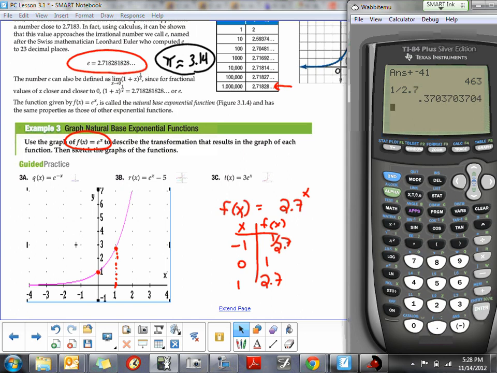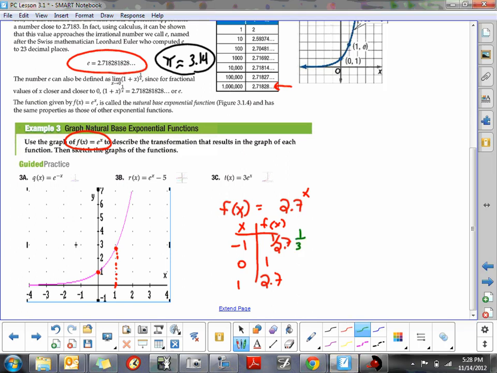Yeah, about a third. Not that it should have been any surprise. This is about 1/3 in the first place. I don't know why I didn't think of that. So 2.7 to the -1 is about 1/3, and that seems reasonable from our graph. So this pink graph is nothing more than using a base of e, the natural base, which is a number that is very close to 2.7.